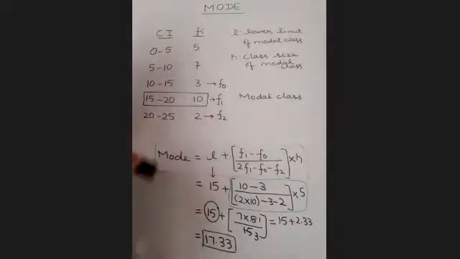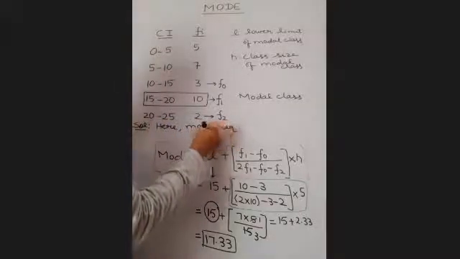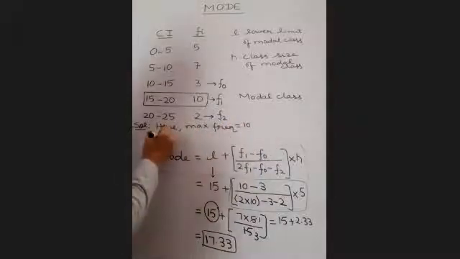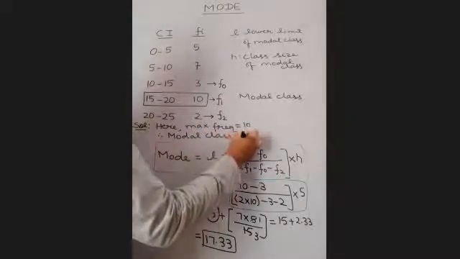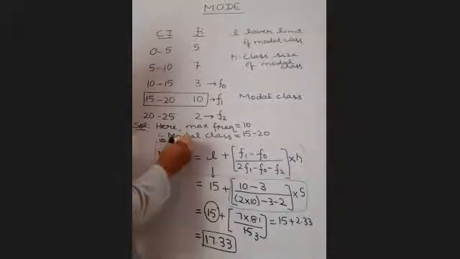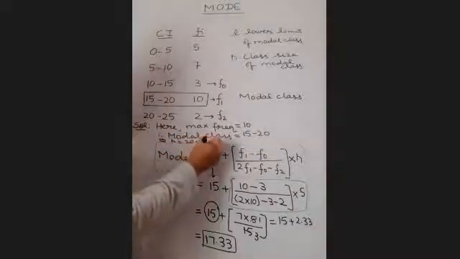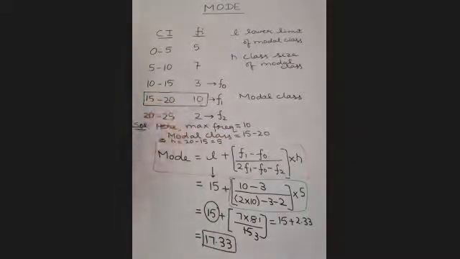So when you start with your solution in the exam, you don't have to make this table. How will you write the solution? Here, maximum frequency is equal to 10. So therefore, modal class is 15 to 20. You are going to get half a mark till here. And this implies H is equal to 20 minus 15 is equal to 5. And the rest of the values you can put here also, F0, F1, F2. Clear?